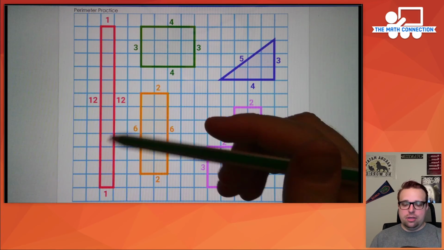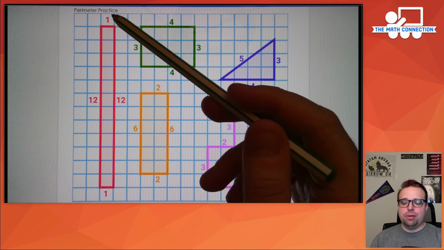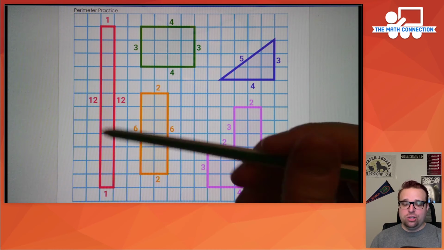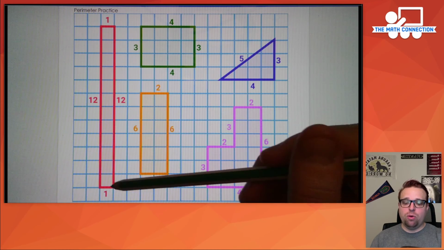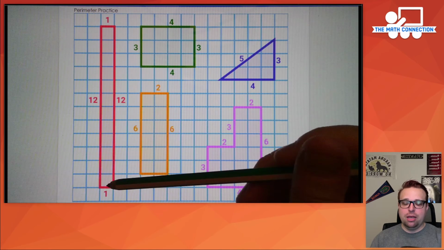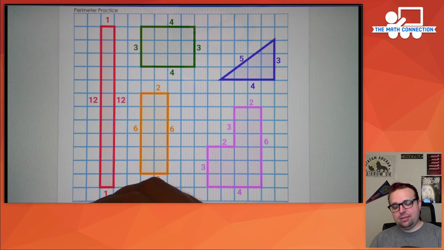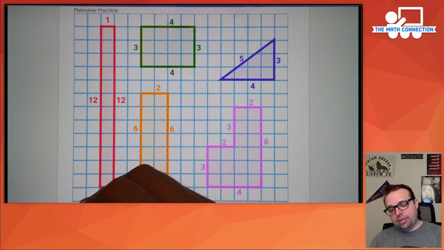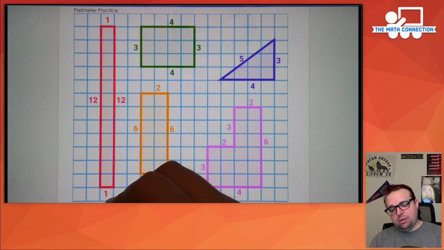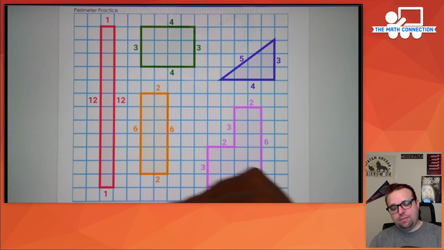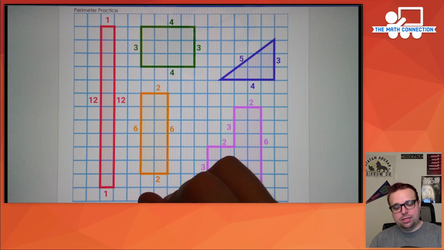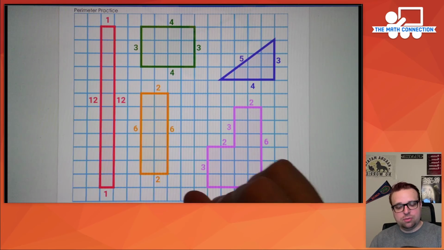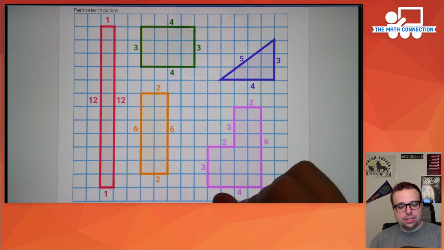So add up all the sides here and you get 12 plus 1 plus 12 plus 1. 12 and 12 is 24 and 1 and 1 is 2. So that would give me a perimeter of 26. Okay, so for the red shape, we have 12 plus 12 plus 1 plus 1, and that gives me 26.